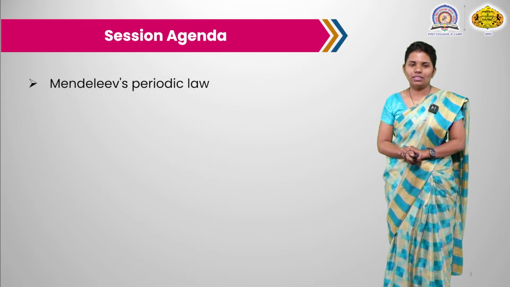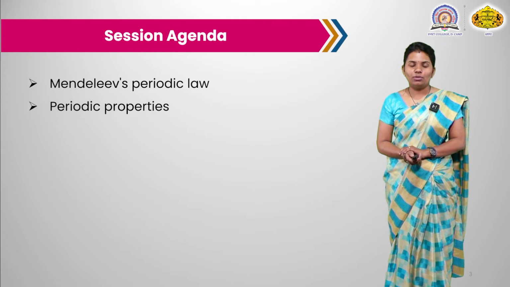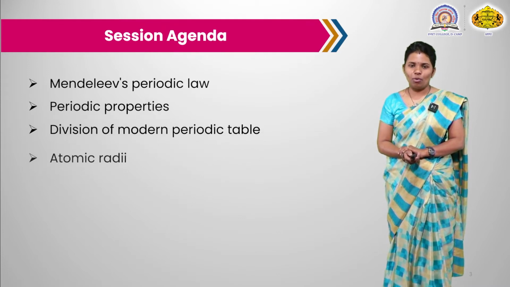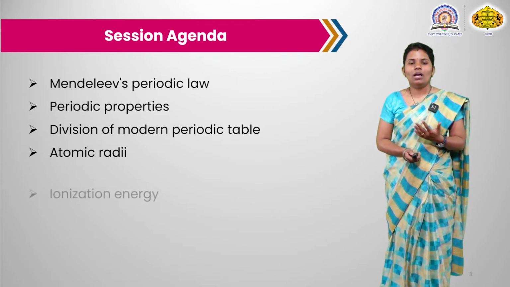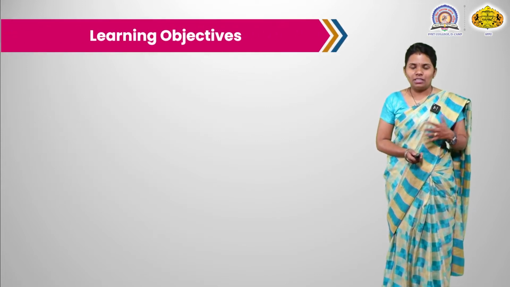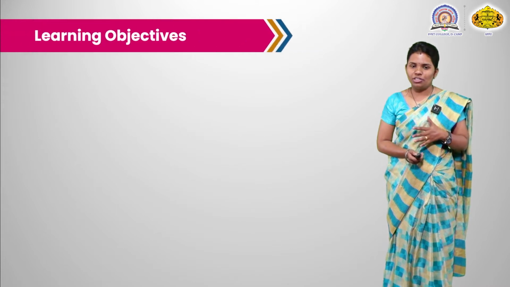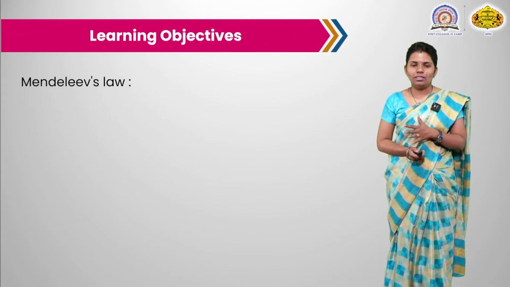So today we are going to see about the modern periodic table. In that we are going to see Mendeleev's periodic law, the periodic properties, the division of the modern periodic table on the basis of S, P and D, F blocks, and their periodic trends: atomic size, atomic radii, their screening effect, again the ionization energy, and electronegativity. These are some trends in the modern periodic table.